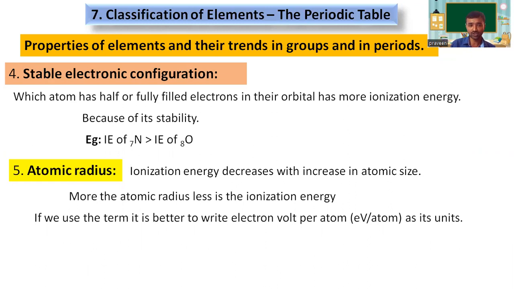I forgot to mention that ionization energy is given in kilojoule per mole, right? We also use electron volt per atom. Sometimes we use the term ionization potential. If you use ionization potential, the unit is electron volt per atom. Ionization energy units are kilojoule per mole, right?